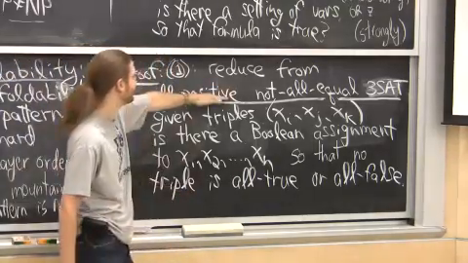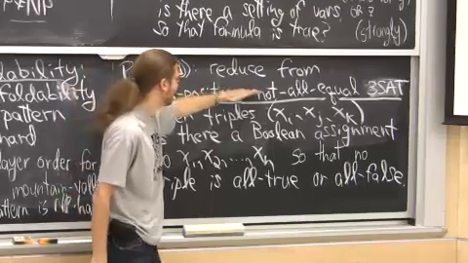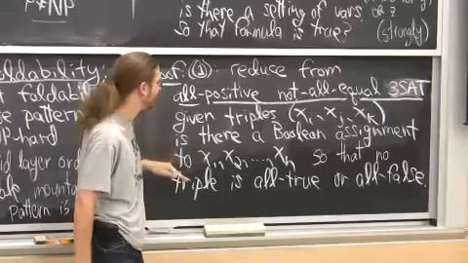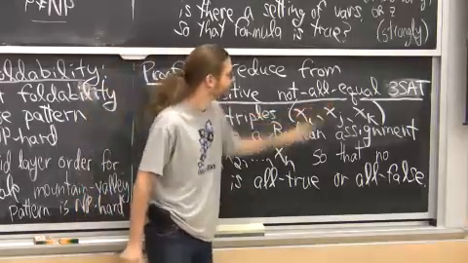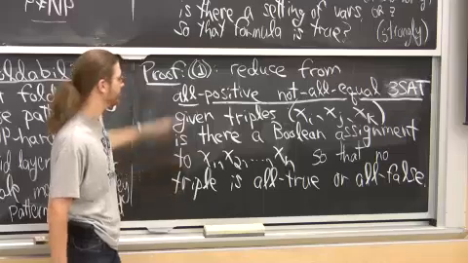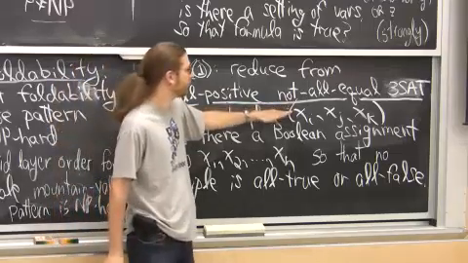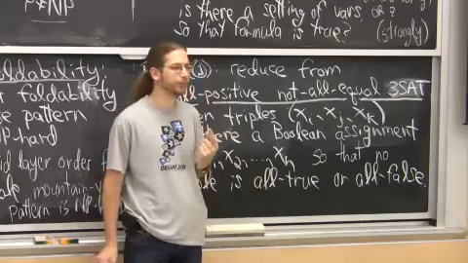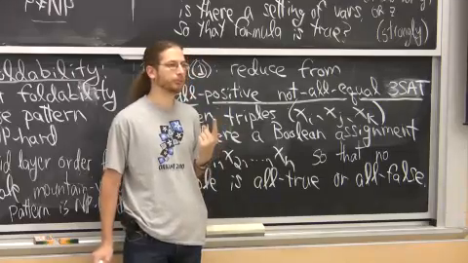All right, so you have not all equal 3 SAT. That's this version. Actually, it's also all positive, meaning I don't have any nots in here, so ignore that. Ignore the technical term. This is the right definition. So I have a bunch of triples of variables. I just don't want them all to be true or all to be false. So 2 of them could be true and 1 false, or 2 of them could be false and 1 true.